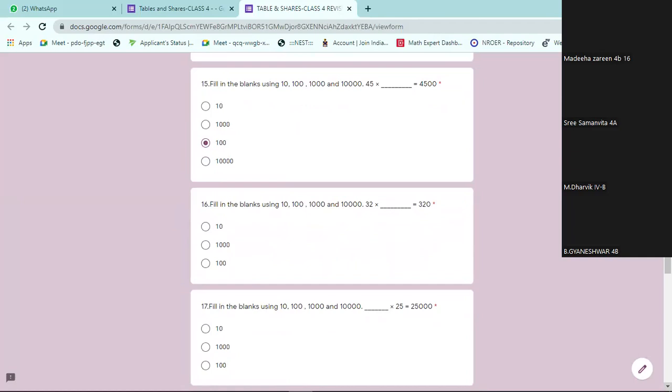32 into something is giving 320. One extra zero I am getting. That means it is multiplied by 10. 1 0 means multiplied by 10.